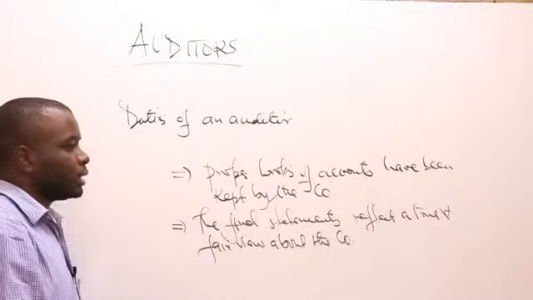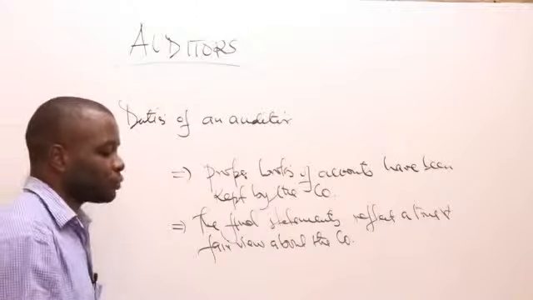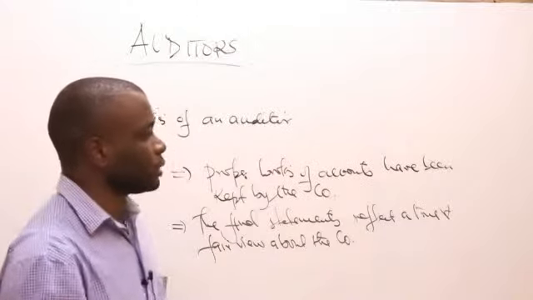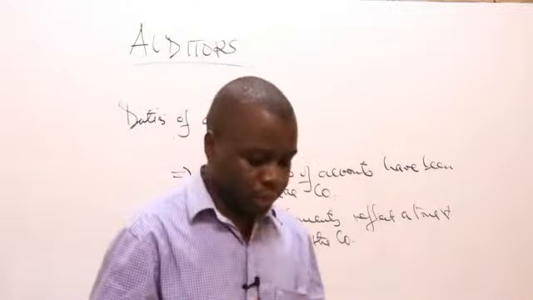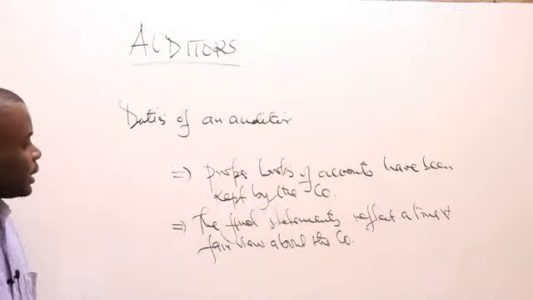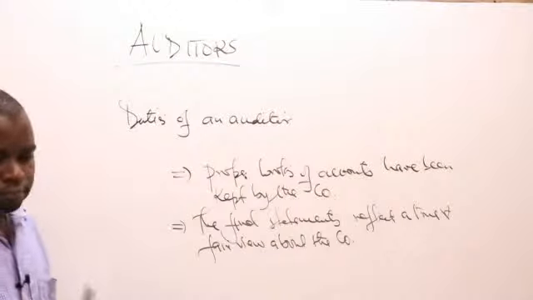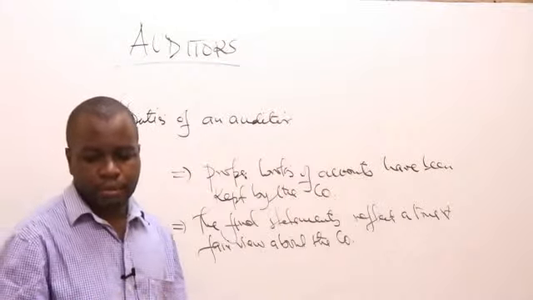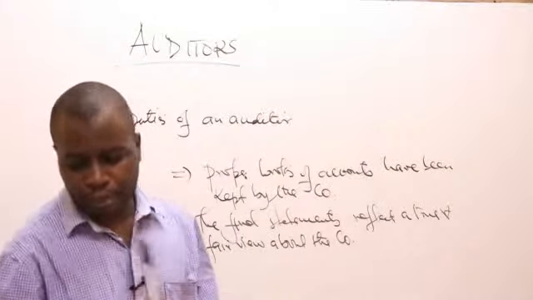Maybe he was not given access to the books of accounts. In such a case, he could issue what is known as a qualified report. So that is basically to do with the duties of an auditor and what is known as the right to information, the right to information.